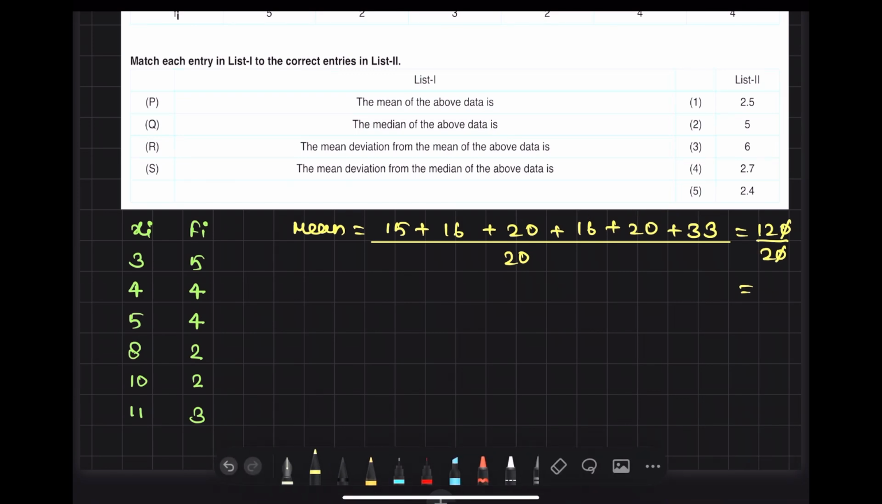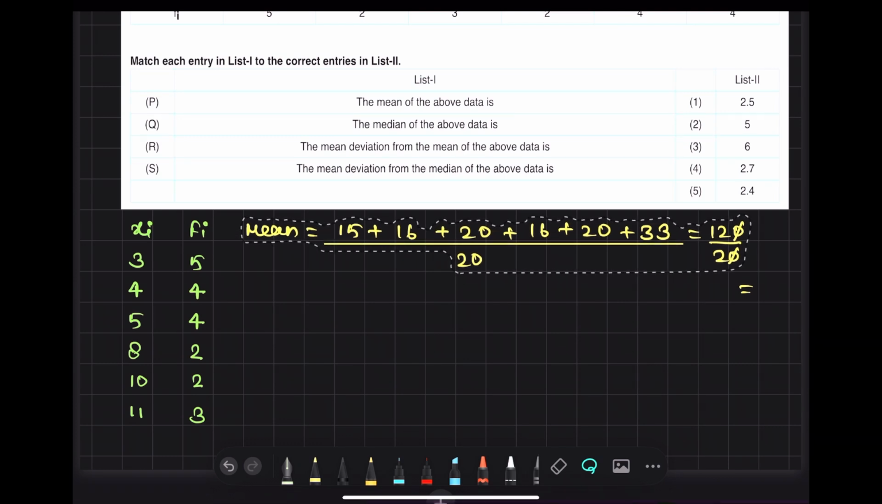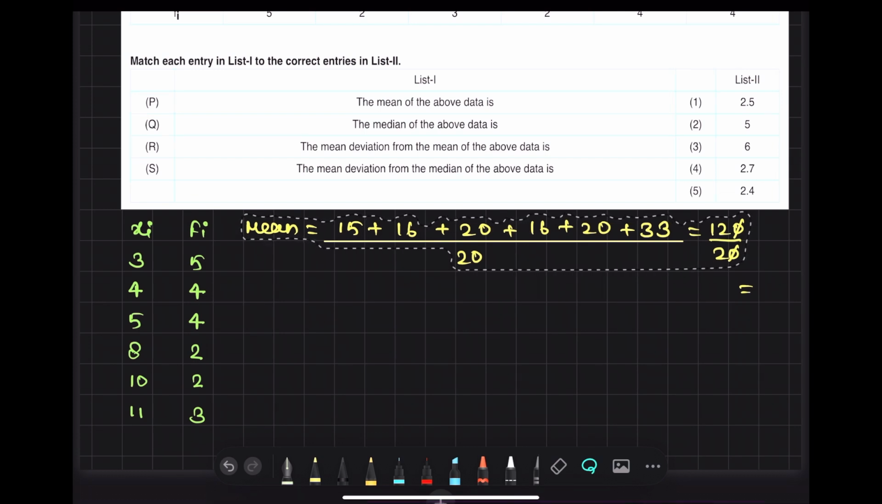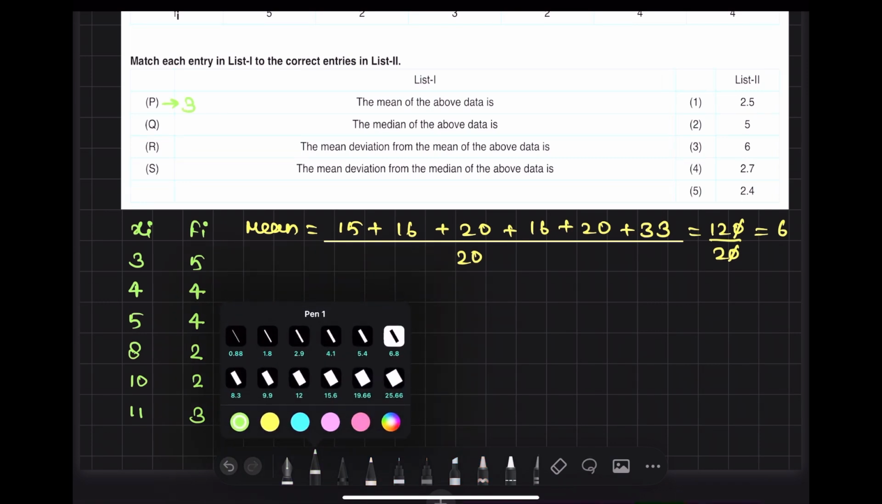I will not use all the space. I will slide this thing a little bit behind. Okay. So we got mean as 6. Done. So now you can connect P with 3. So P is connected with 3. Okay. Now we have the next question.